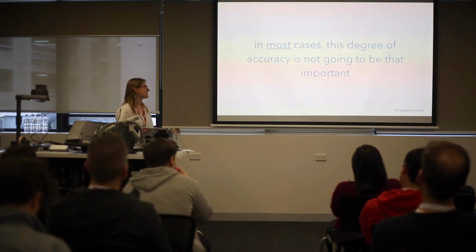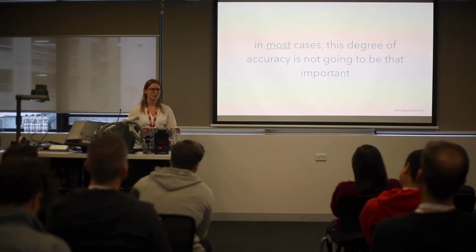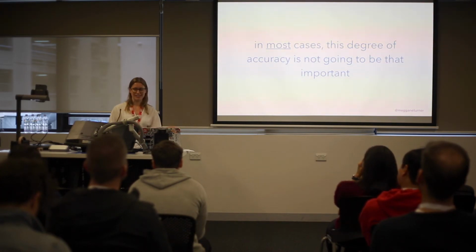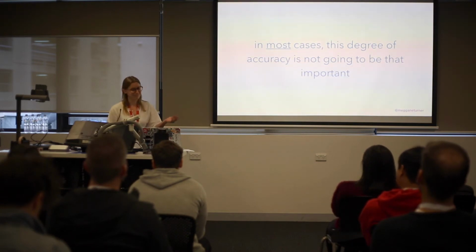So in most cases, this degree of accuracy is really not going to be that important. I mean, how many situations have you been in your programming lives where 17 decimal places has mattered? If you're doing a shopping cart, for instance, does your customer need to know how much their cart costs to 17 decimal places or just 2?